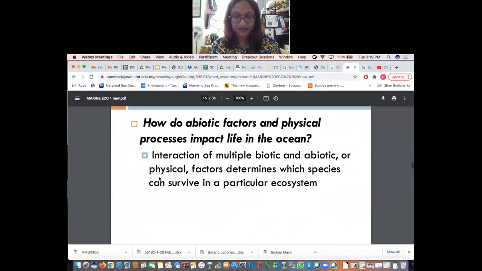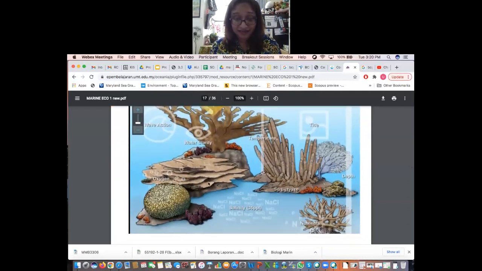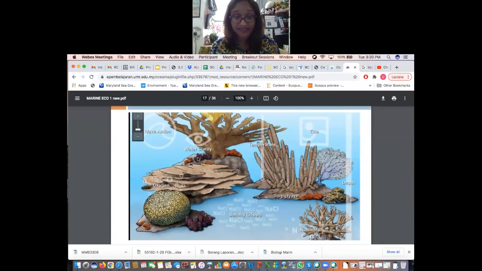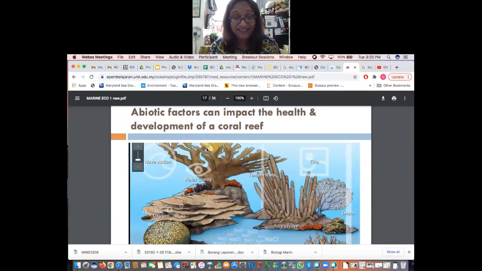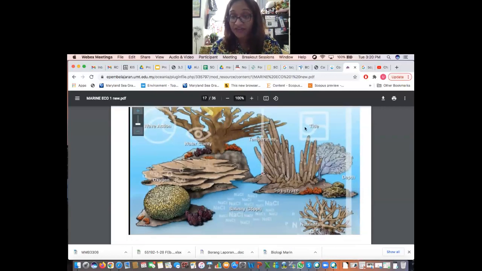All right. Now coming to this example, what are the abiotic factors that can impact the health and development of a coral reef? Please note that I've taken this example from Nat Geo, from their teaching toolkits. What it's trying to emphasize is that within this coral reef system, there are all sorts of abiotic factors that play a part in ensuring ecosystem health for the corals. So you've got wave action, water clarity, temperature, tides, depths, substrate, nutrients, salinity, and even oxygen.